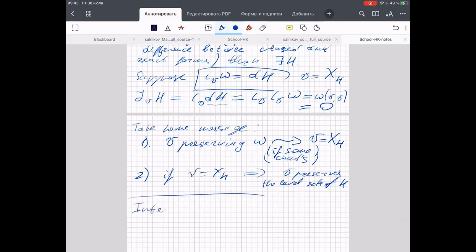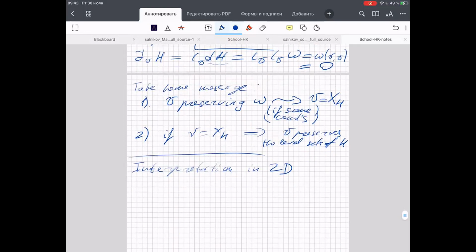Now, if this sounds a little bit mysterious, let's try to interpret this in small dimension. So, interpretation in 2D. I'm in R2 and I have a 2-form. What is the geometric meaning of it? So I have some operation that, at each point, eats up two vectors, which is non-degenerate, multilinear and skew symmetric. What is this guy?